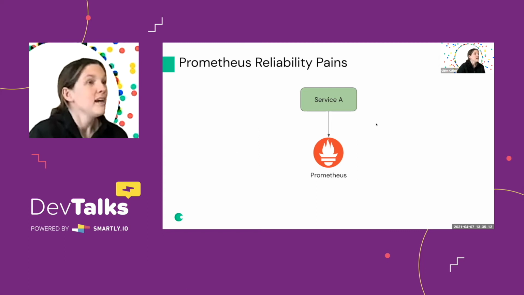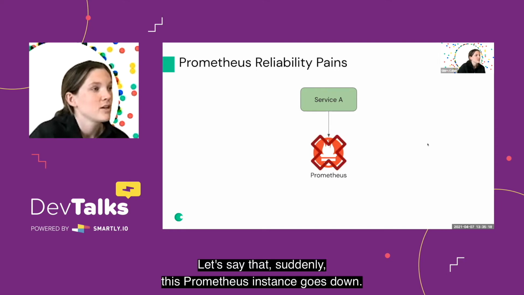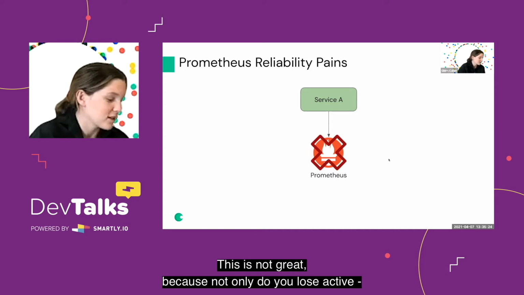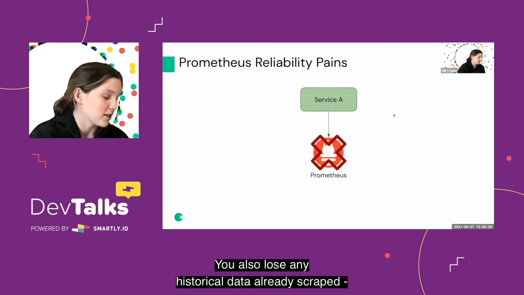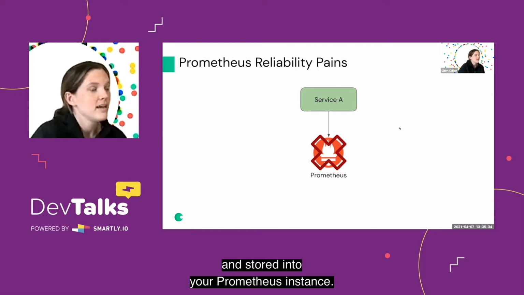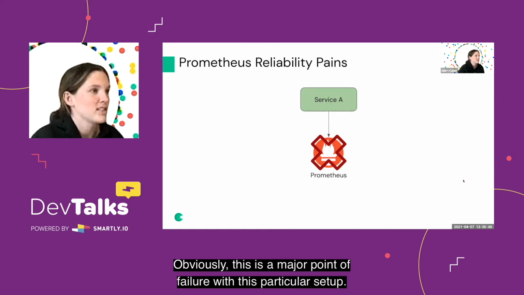So the first pain point we're going to discuss is around reliability. In this example, we have one instance of Prometheus scraping service A. Let's say all of a sudden this Prometheus instance goes down. This is not great because not only do you lose any real-time monitoring of your service A, but you also lose any historical data that had already been scraped and stored in your Prometheus instance. So obviously this is a major point of failure with this particular setup.